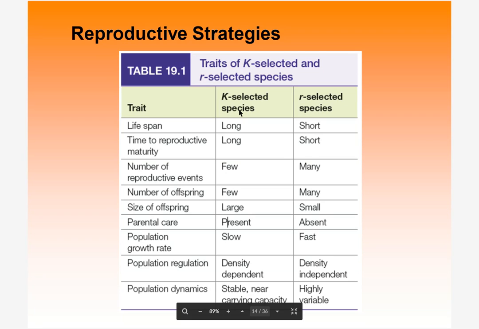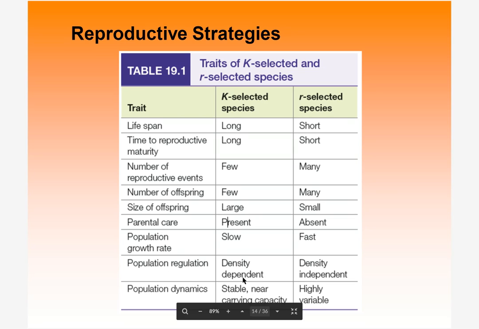So K selected species, we talked about elephants, whales, humans, eagles. R selected are rodents, lots of insects, weeds, right? So invasive species tend to be the R selected. These also tend to be more generalist, right? Like again, I think of mice and rats. They can adapt to lots of things, whereas a whale cannot, right? Lots of birds are K selected species. What we consider pests are R selected in general. And again, look at the regulation here, density dependent, right?